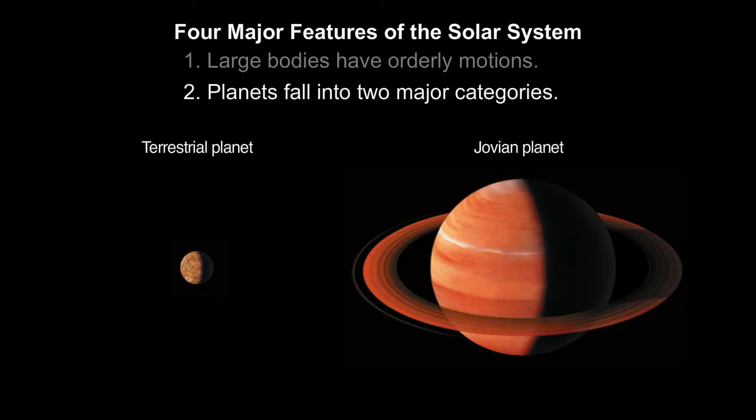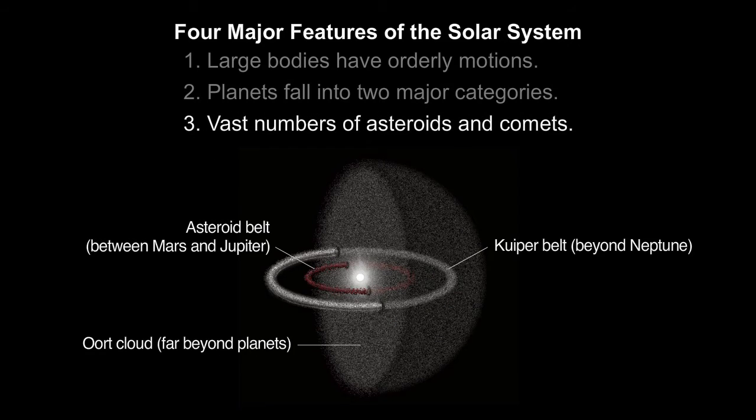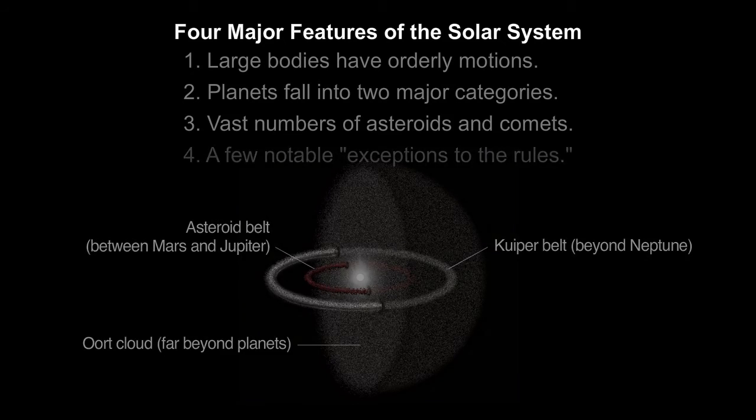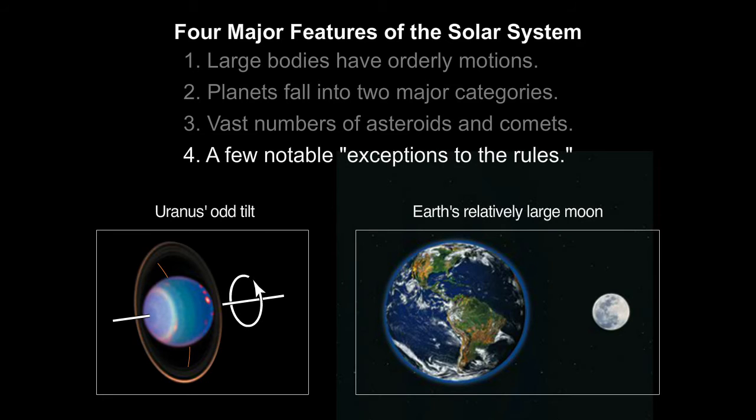Second, planets fall into two major categories: the rocky terrestrial planets that include Mercury, Venus, Earth, and Mars, and the hydrogen-rich Jovian planets, Jupiter, Saturn, Uranus, and Neptune. Third, vast numbers of rocky asteroids and icy comets are found throughout the solar system, with asteroids concentrated in the asteroid belt between Mars and Jupiter, and comets concentrated in the Kuiper belt beyond Neptune and in the far more distant Oort cloud. Fourth, there are a few notable exceptions to the rules.